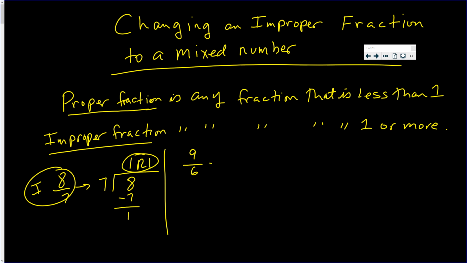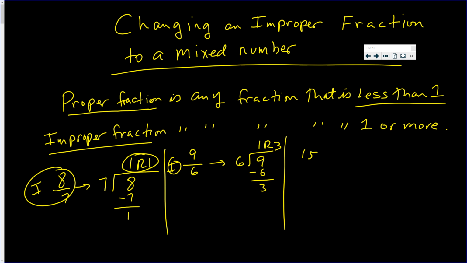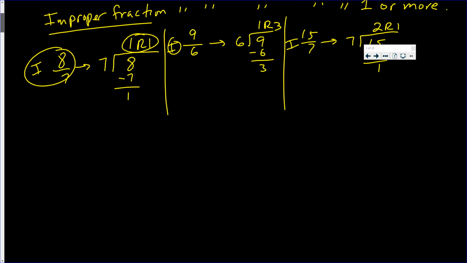If you have 9 over 6, well, do the division. 6 into 9. Oh, it goes one time. There's even a remainder. Even if there was no remainder, it goes in one time. You have to be less than 1 to be proper. So 9 over 6 is improper. If we have 15 over 7, well, 7 into 15, it goes 2 times with 1 left over. It went in at least 1 time.